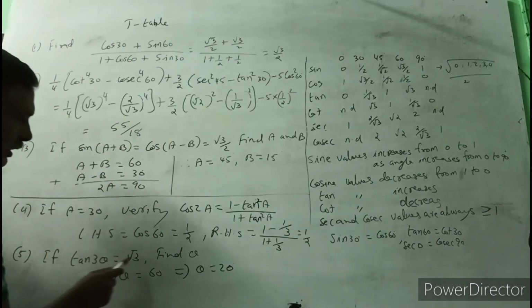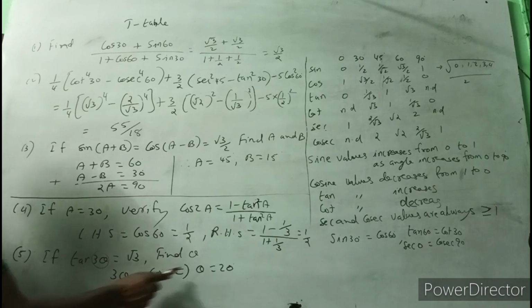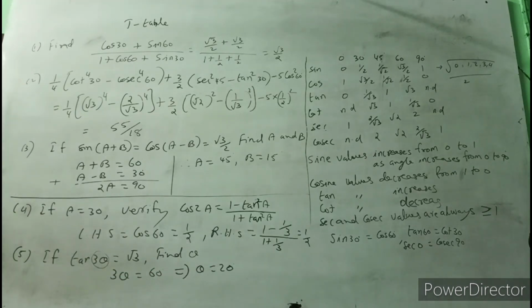Another question: tan 3 theta equal to root 3, find theta. In the place of 3 theta you are using 60, then only you will get root 3. So 3 theta equal to 60, so theta equal to 20 degrees. Such questions will always come in the examination. Now there are some identities that we will discuss now.